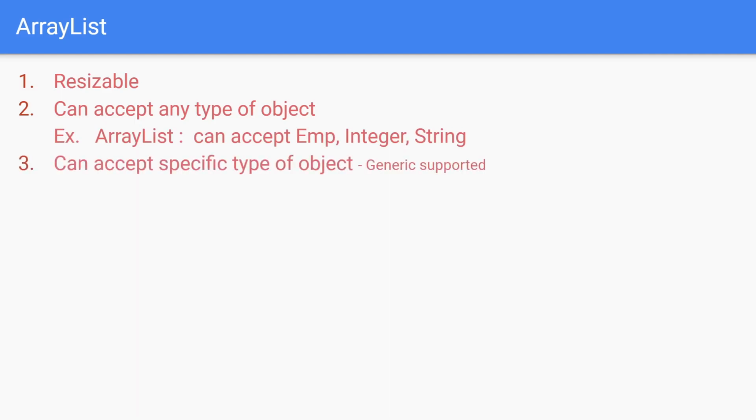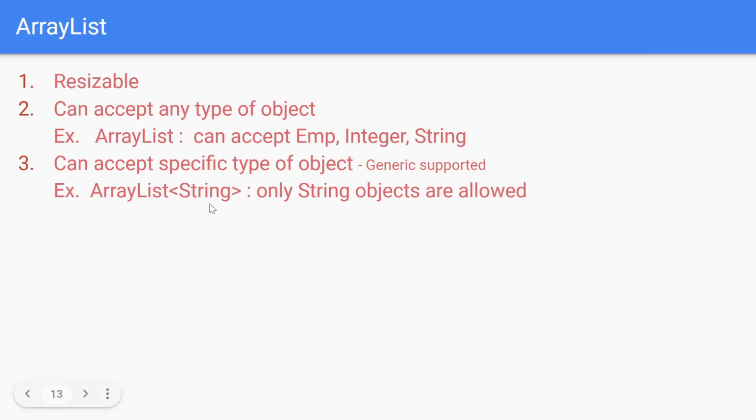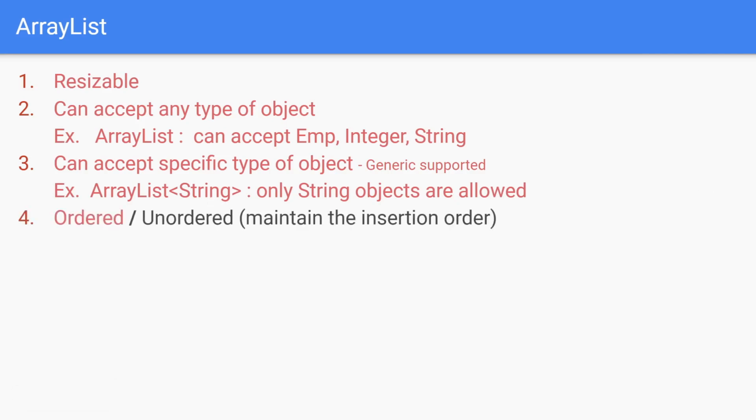If you are declaring the generic type, it will accept the specific type. For example, inside the angle brackets, if you type String, all these strings will be supported inside this particular ArrayList object. And the ArrayList is an ordered collection. It maintains all the objects properly through the index. So it is a sequential collection, just like an array.